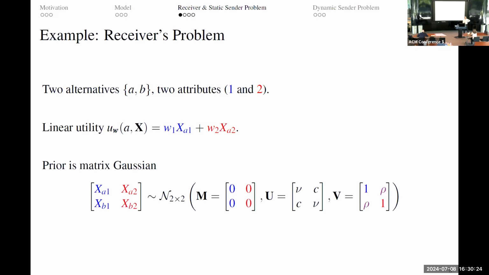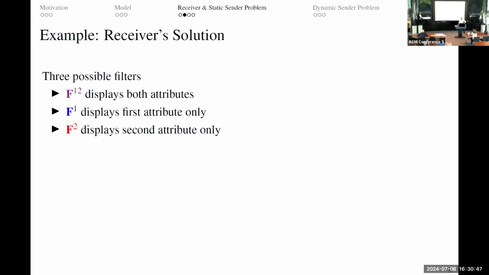We also have to make an assumption on the receiver's belief about the state of the world. And since the state of the world is given by these matrices, where the rows are choice alternatives and the columns are attributes, this will be a matrix distribution, in this case, a matrix Gaussian distribution, for example, where the row is the only variable that will interest us, which is the covariance across the different attributes.